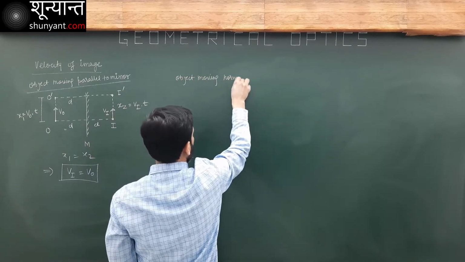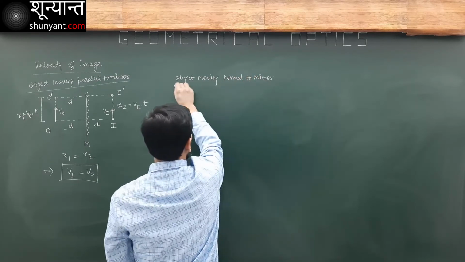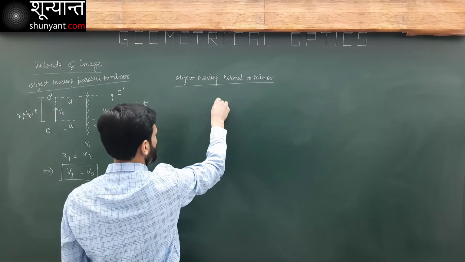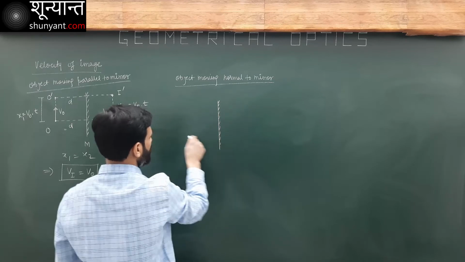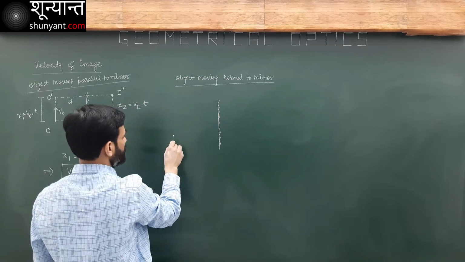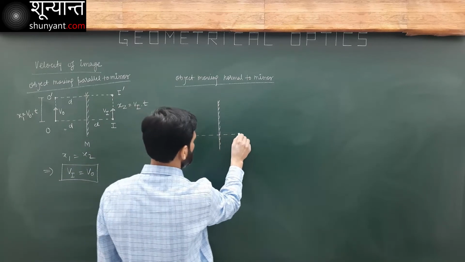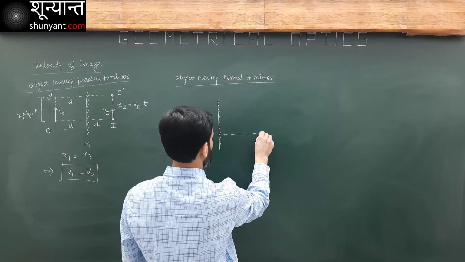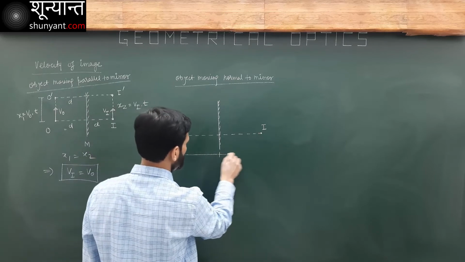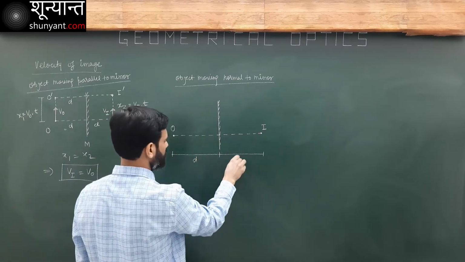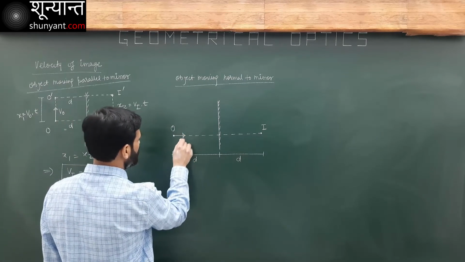Now, object moving normal to the mirror. In that case, this is my object O. At this instant, its image will be the same distance behind the mirror. This will be my image. Object and image. This distance from here to here and from here to here is d. Object has a certain velocity, let's say VO.